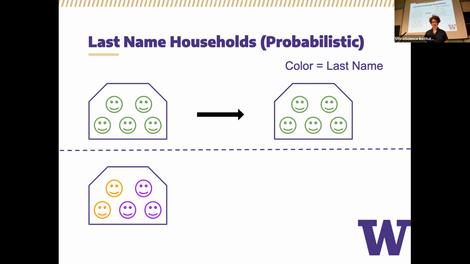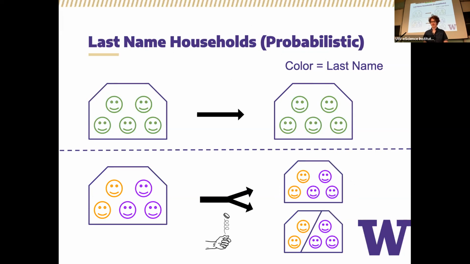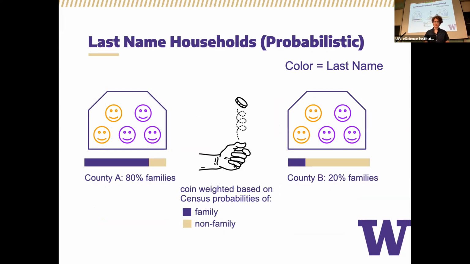However, we know that many families have multiple last names in them. So to address this, we use probability to decide between the 2 options, keeping them together or splitting them up by last name. And we do this with a weighted coin flip. We weight the coin based on the census likelihood that a residence is a family or not, by household size and region. For example, in this case, we would look at 5-person residences in counties A and B, and maybe county A has 80% of them as families and county B has 20% as families. So those are the weights for the coin flip.